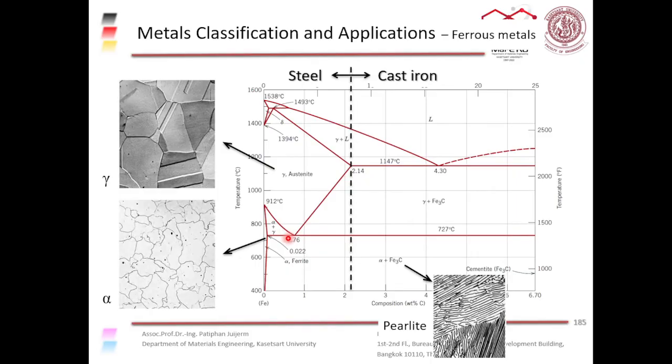Okay, so above the A3 and ACM, you have the austenite phase or the gamma phase. Below the A1 line, you have the alpha and Fe3C or ferrite and cementite. Right?